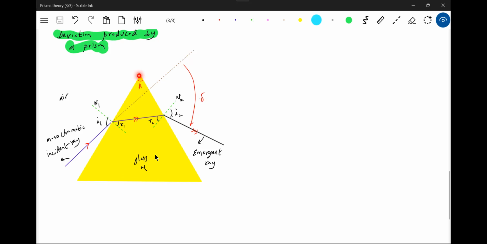A is called the angle of prism. These are the refracting faces. What we are seeing is the principal section. I'm just interested in measuring this deviation. So what quantities do I usually know? I know the deviation. I wanted to express this deviation in terms of the angle of incidence I1, mu, and the angle of prism. Let's try to get an expression for this.